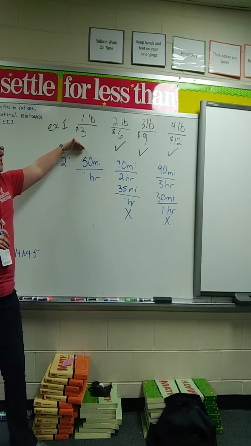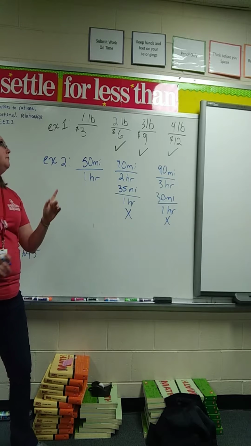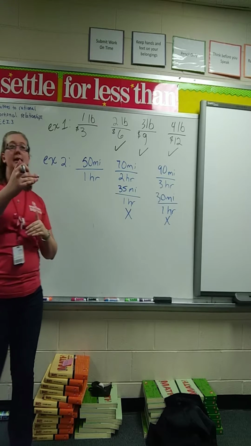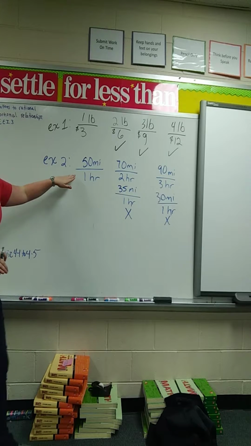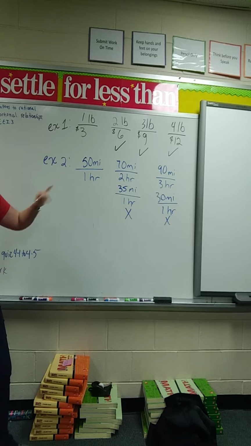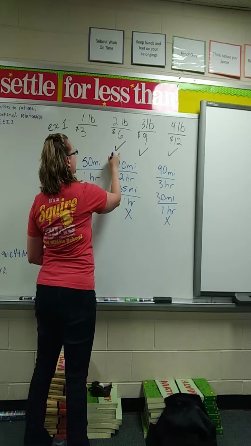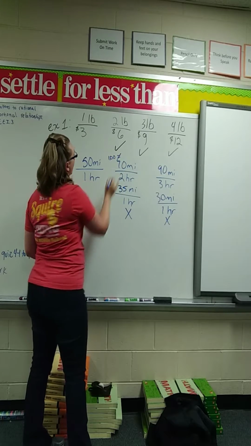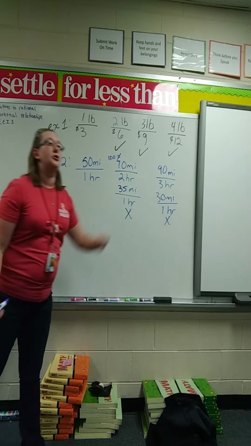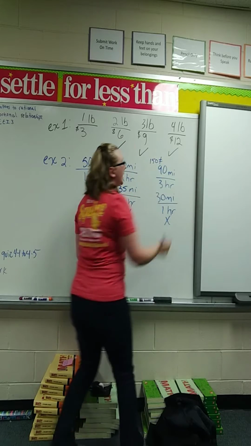So we have this way to solve by simplifying and finding the unit rate. Could we have also multiplied by our unit rate to find another quantity to check it that way? Yep. So in 2 hours, if this was proportional, how far should we have traveled? 100 miles. 100 does not equal 70. No, it does not. In 3 hours, how far should we have traveled? 150. 150 does not equal 90.